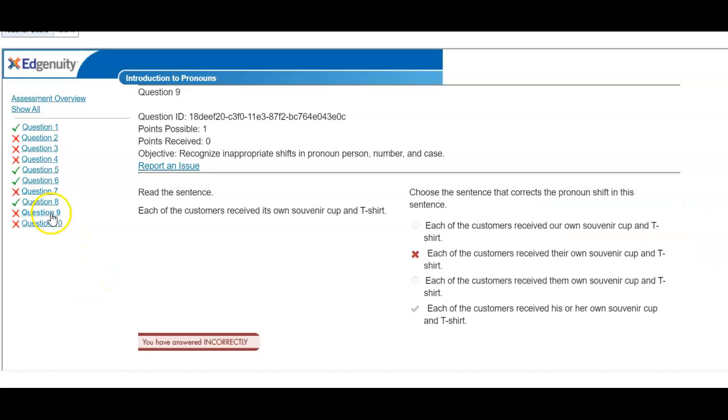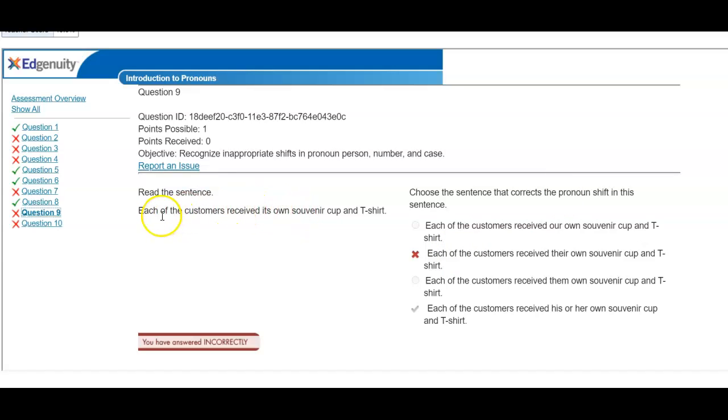Let's go down to 9. I'm also going to send you the link to the website that kind of lines it out for you about pronouns. Alright, so this sentence, each of the customers received its own souvenir cup and t-shirt. Choose the sentence that corrects the pronoun shift. Alright, so there's a shift here. Each of the customers received its.